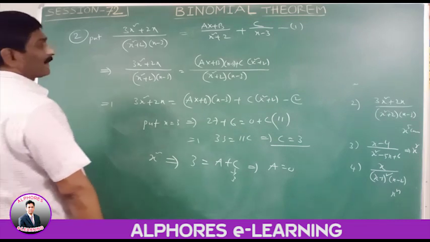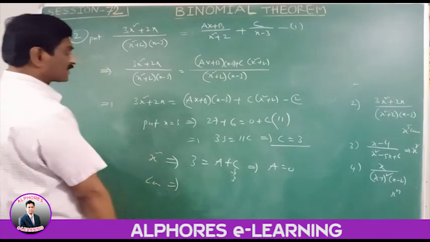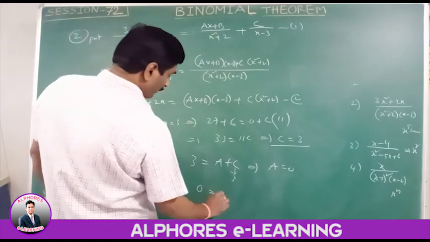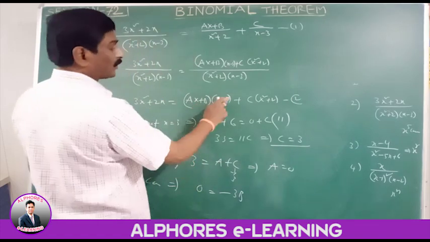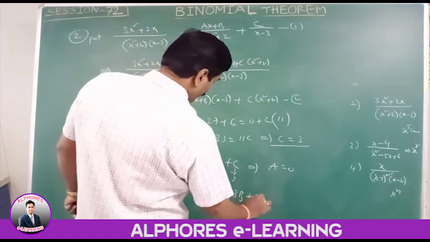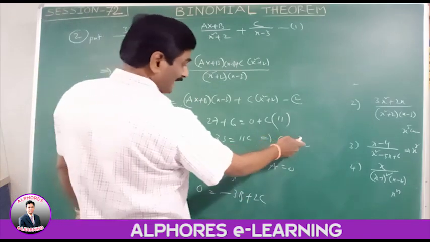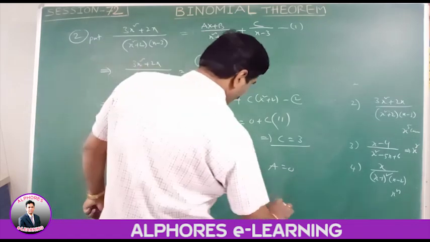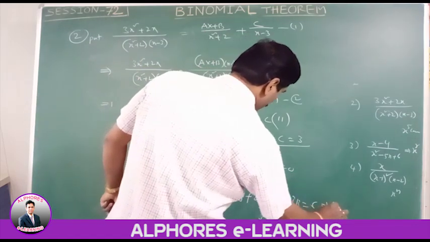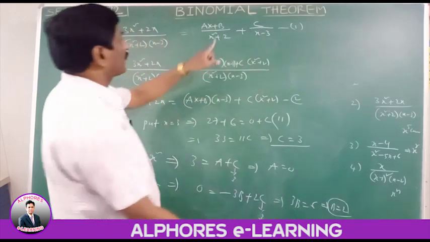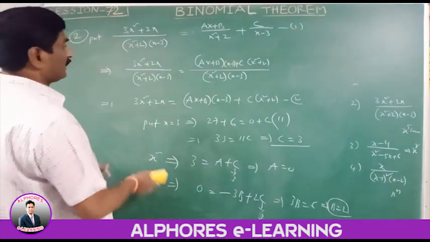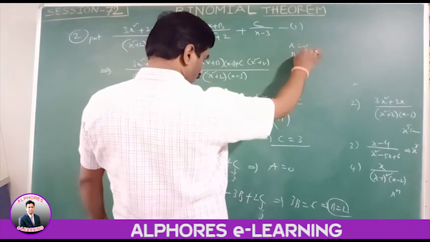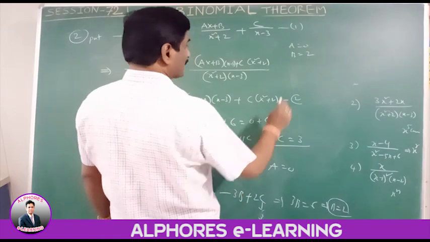Next, compare the constant terms. What is the constant term here? 0 = −3b + 2c. What is the value of c? c is 3, 2 into 3 means 6. That means 3b = 6, so b = 2. Substitute these values in this equation, and we get the partial fractions. Here a = 0, b = 2, and the value of c is 3.